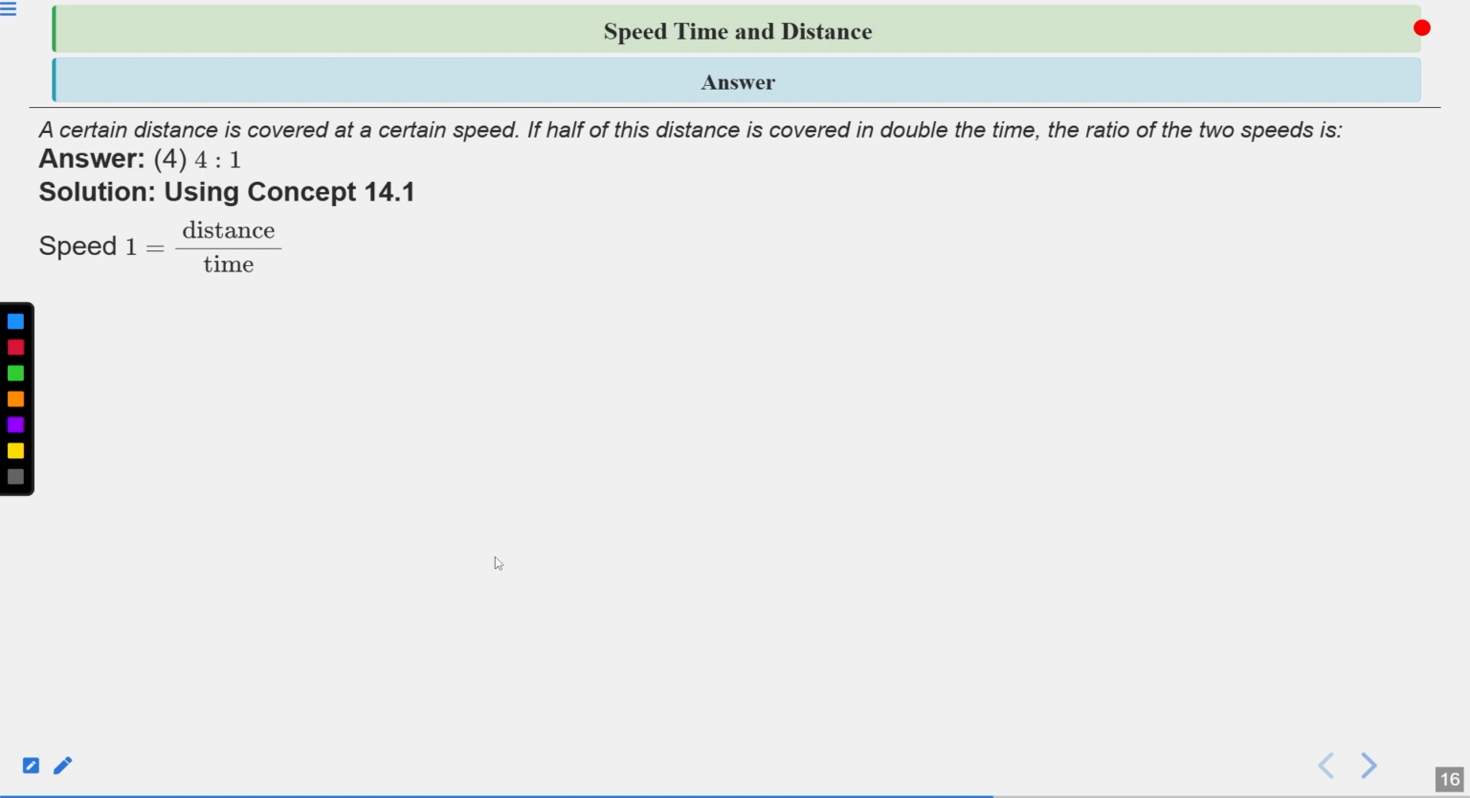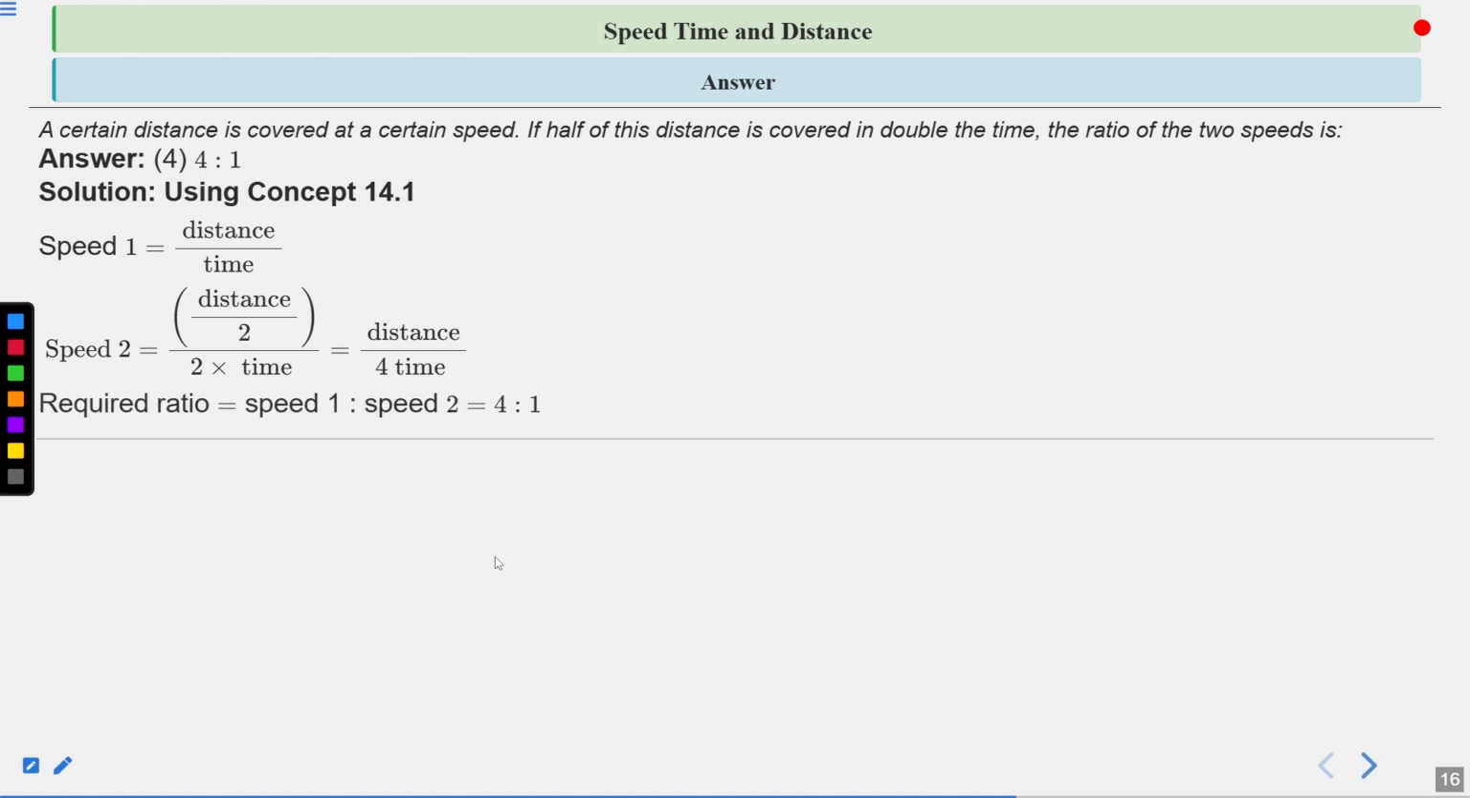Speed 1 will become distance upon time. Speed 2 is half distance and double time. So distance by 2 upon 2 into time, which is equal to distance upon 4 times time. So the ratio will become speed 1 upon speed 2. When we simplify it, we get the ratio between them as 4:1. So the fourth one is the correct answer of this question. Next one.